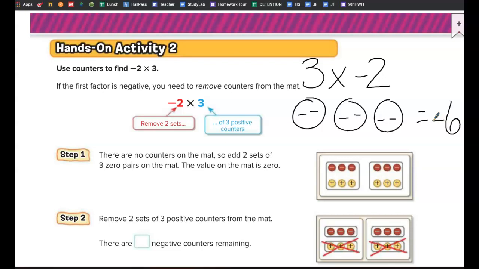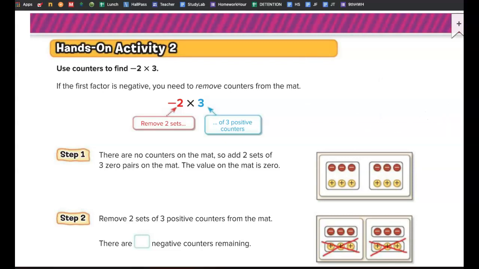Now, the book does it a different way. If I take the original problem and keep it this way, this sentence would say, remove 2 sets of 3 positives. So I'm going to take away 2 groups of 3 positives. Do I have anything to take away right now? No. So what do you think I'm going to do so that I have things to take away?